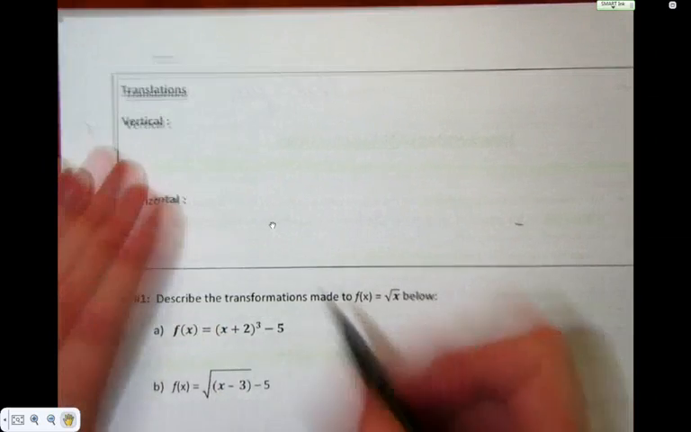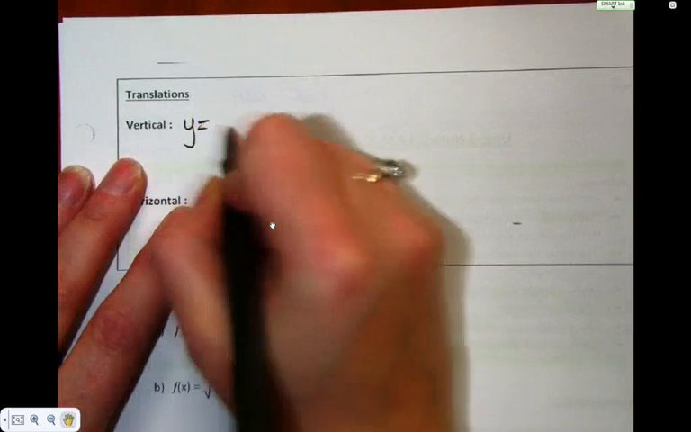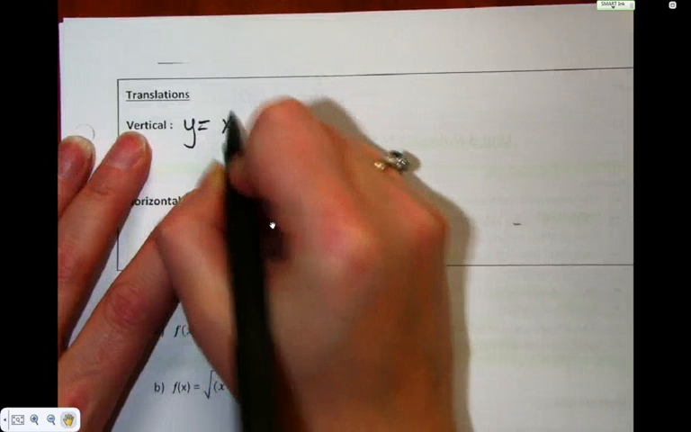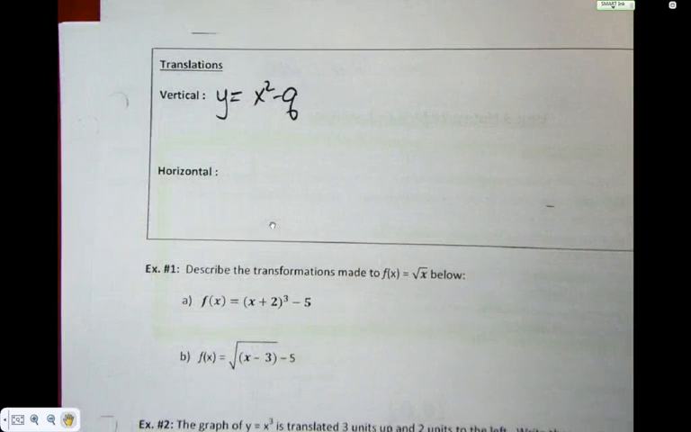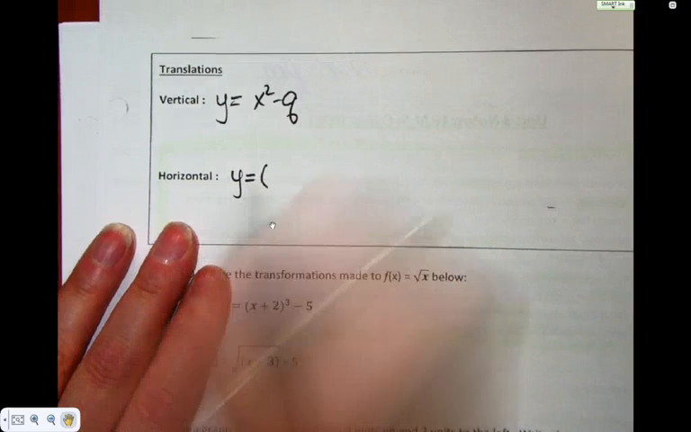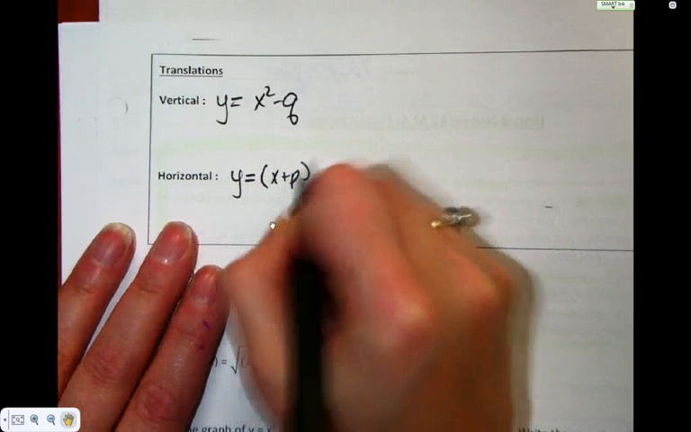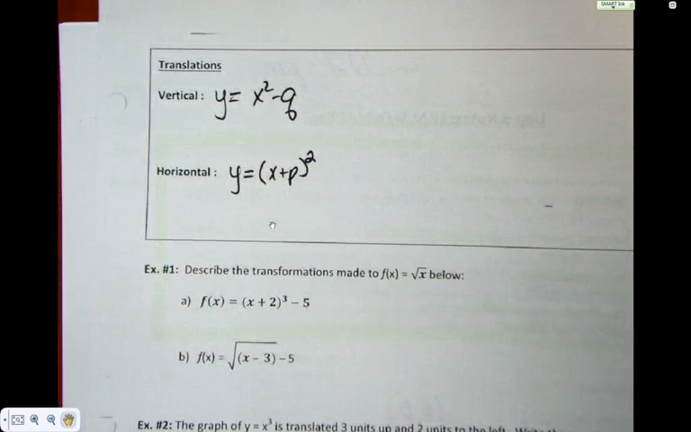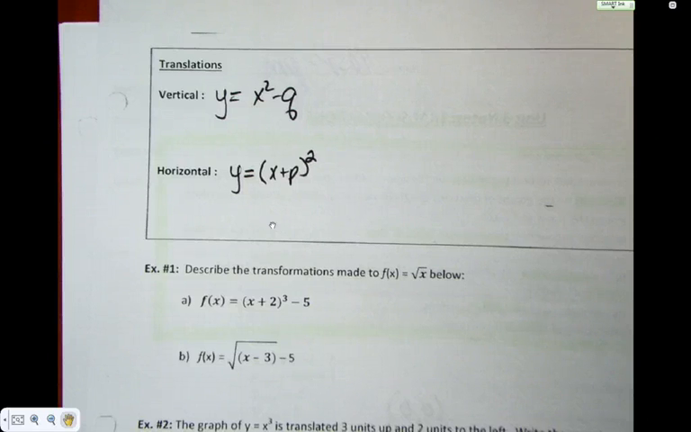So the general vertical translation we call y equals x squared minus q. I don't know, somebody picked it. It's just a number. And the horizontal we call y equals open bracket x plus p, squared. Why p? I don't know, because it's kind of funny when you say p. Somebody just picked it.